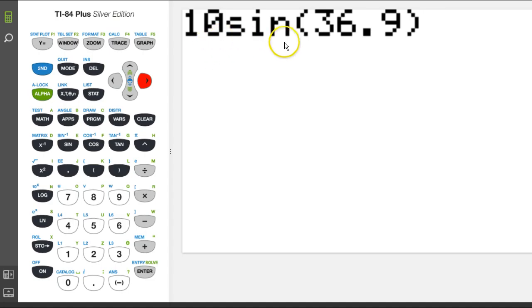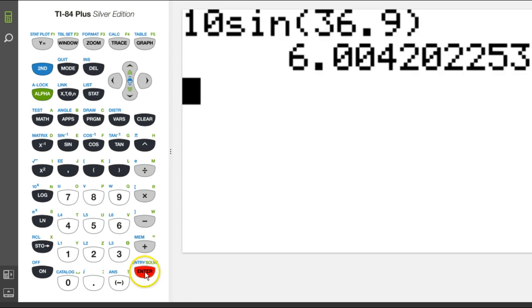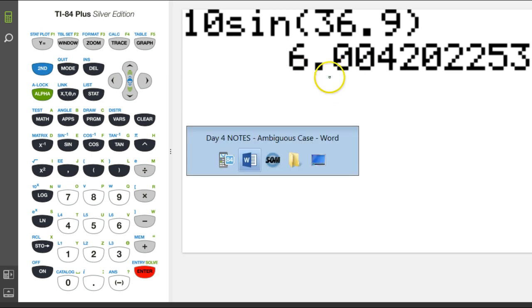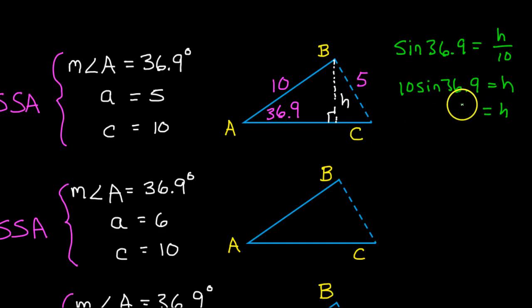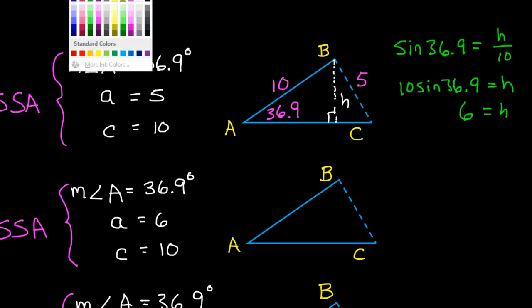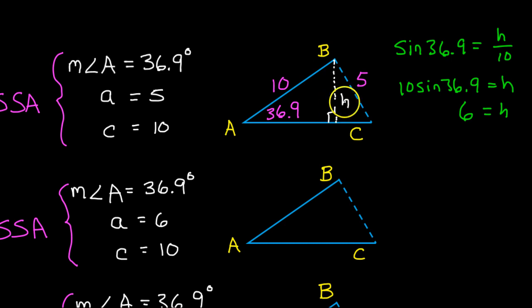Alright, here we go. 10 sine of 36.9, and boom, that gives me 6.00. Okay, so the height is 6. So look, we just found that this height is 6. So I'm just going to go ahead and replace this h with a 6.